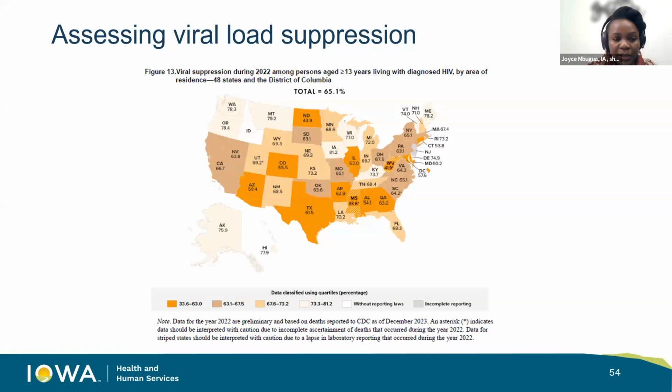So starting globally in a big picture, over the last few years, Iowa has ranked first in the nation in HIV viral suppression rates. We have about 3,000 people living with HIV in Iowa, and 81% of those achieved viral suppression at the end of 2022, which is significantly higher than the national average of 65%.